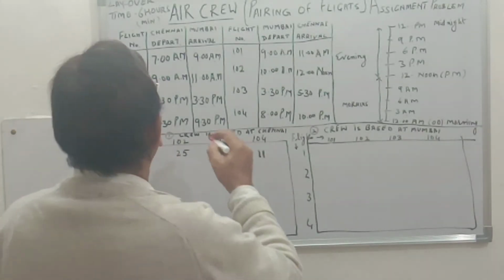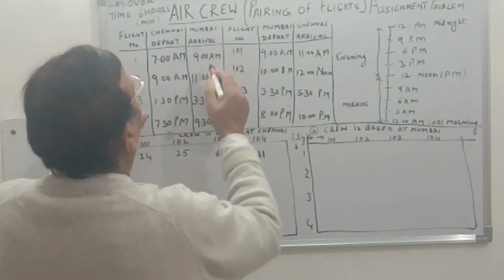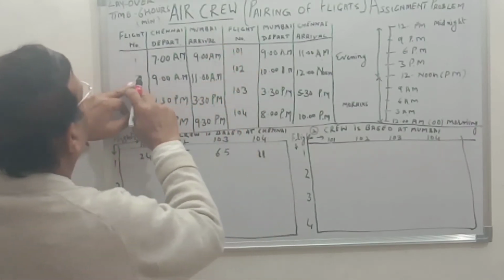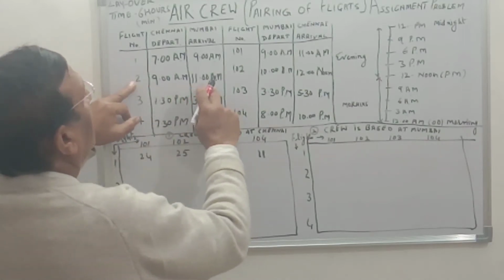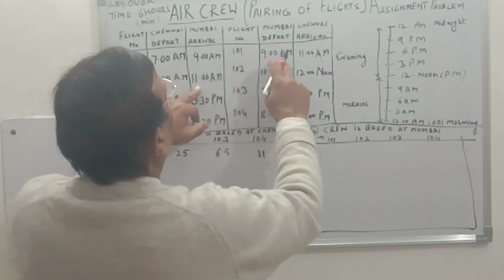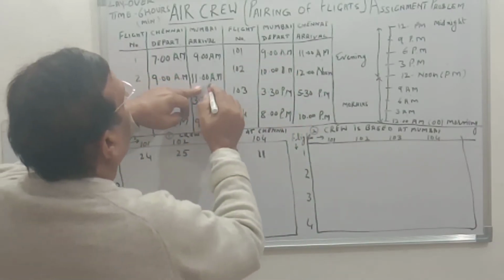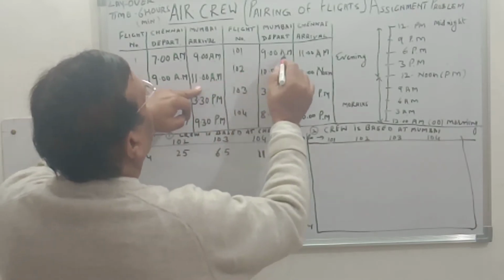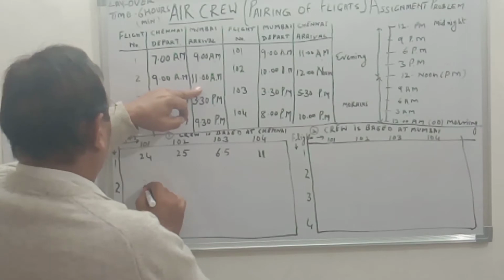Now similarly, flight number 2. Flight number 2 reaches Bombay at 11. It will depart as 101 at 9 a.m. From 11 a.m. to 9 a.m. next day, how much time is required? 22.